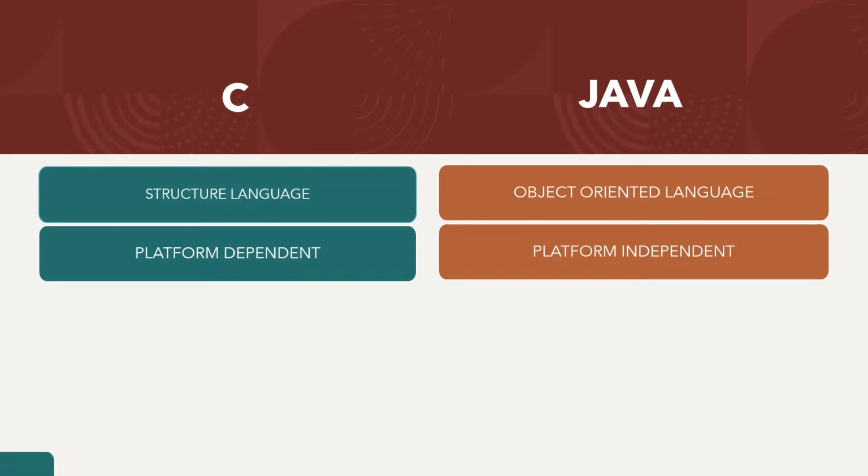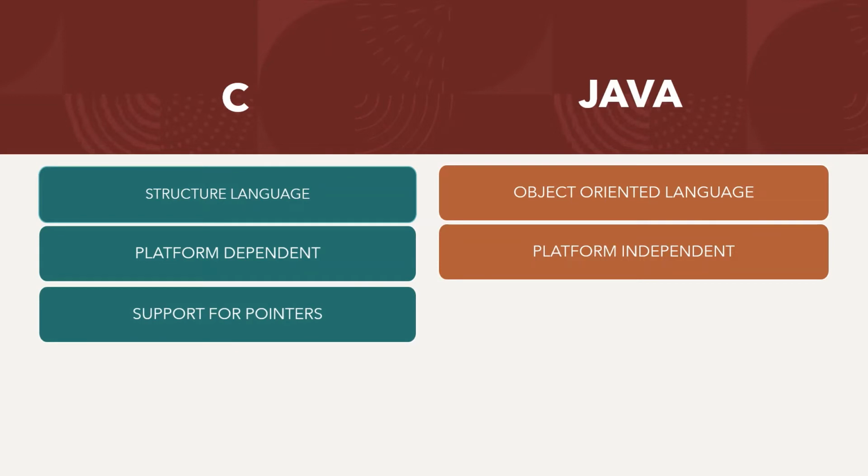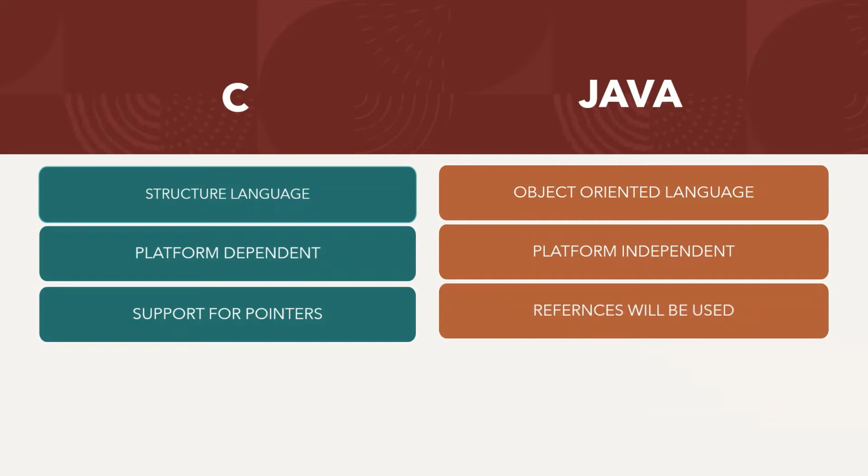In C, we use pointers. A pointer is itself a variable that stores a memory address. The purpose of storing the memory address is that it is used for reference in object creation. Whereas Java doesn't support it. So what is the alternative? You may have this question. References are used instead.